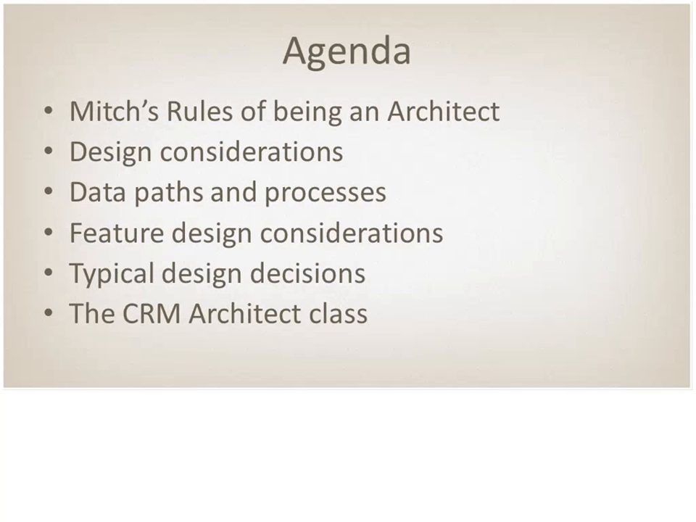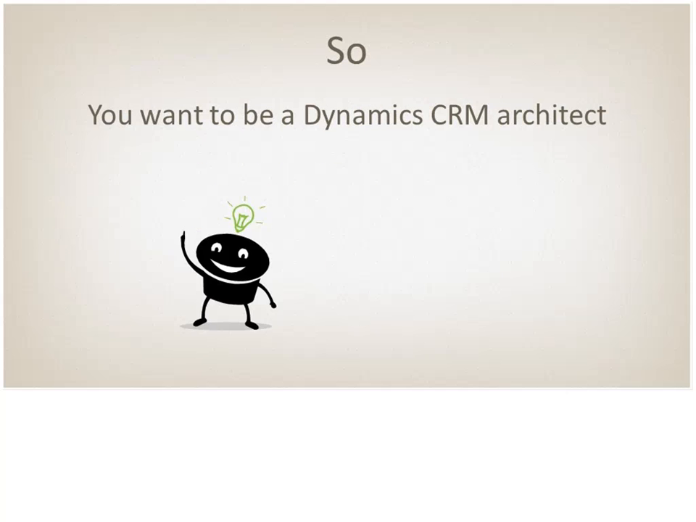So the agenda for today is we've got about an hour, maybe a little bit more, a little bit less, depending on how many questions we have. I'm going to talk about different roles for becoming an architect, some design considerations, data paths and processes, feature design considerations, typical design decisions, and then I'm going to briefly mention the CRM Architect class that I'm actually running as we speak. As things come up, please don't hesitate to put a question in the chat box, and I'll try to answer as we go through, or we can wait till the end. Either one works for me.